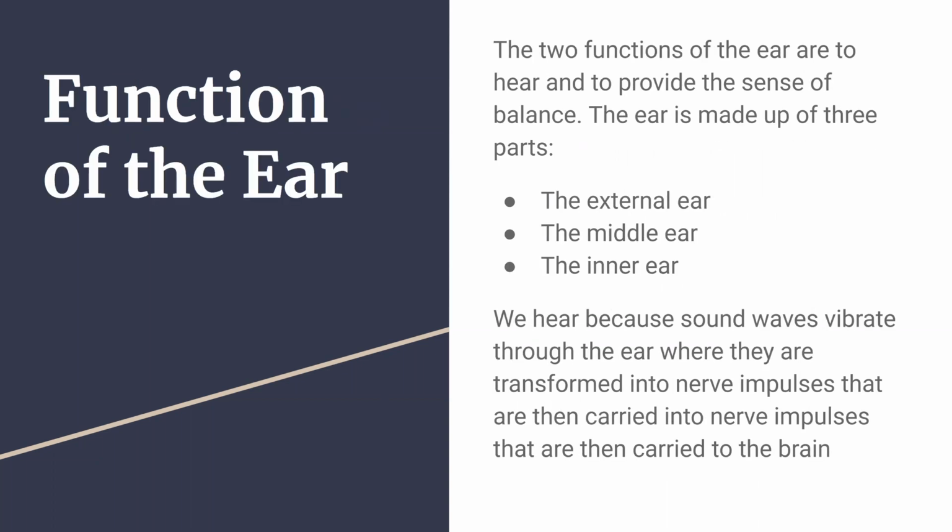The two functions of the ear are to hear and to provide the sense of balance. So the ear is made up of three parts: the external ear, the middle ear, and the inner ear. We hear because sound waves vibrate through the ear, where they are transformed into nerve impulses and carried to the brain.